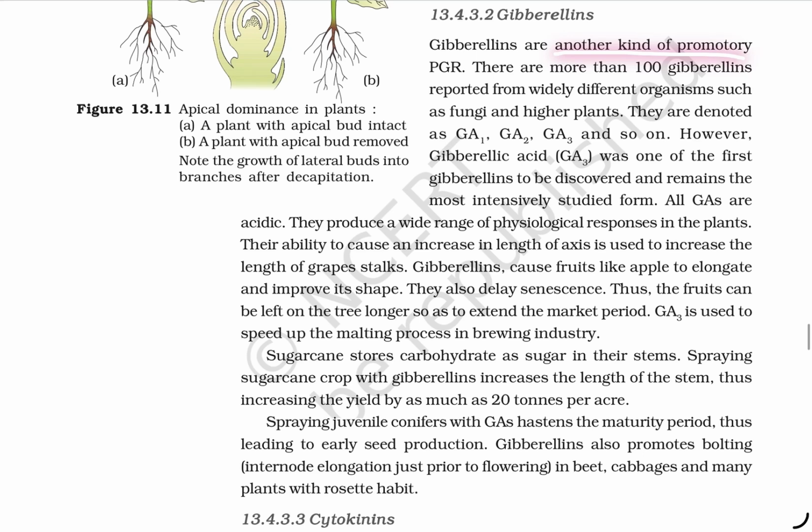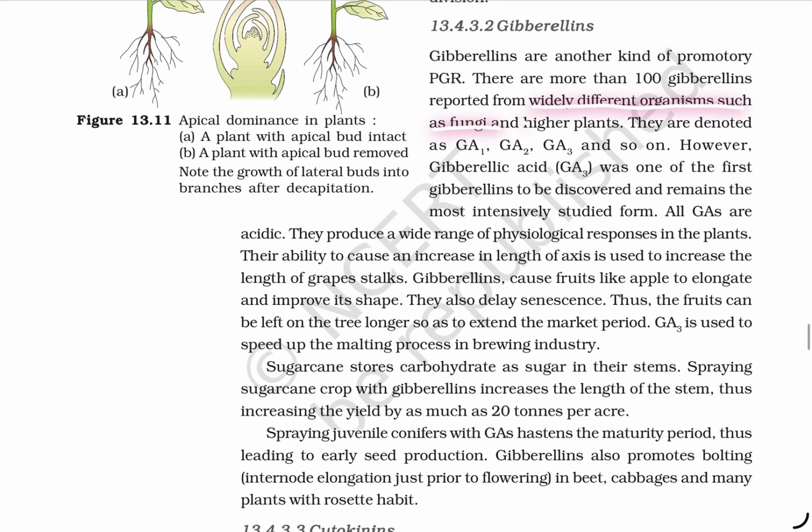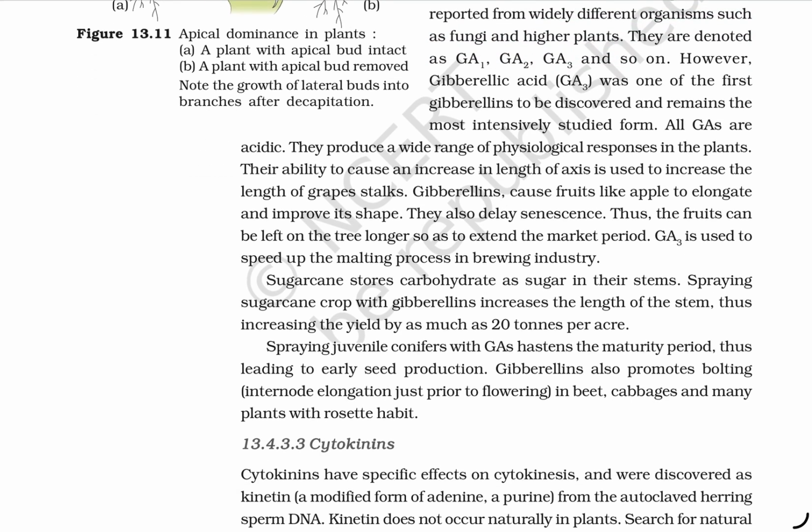Gibberellin. Gibberellin is another kind of promotive PGR. There are more than a hundred gibberellins reported from widely different organisms such as fungi and higher plants. They are denoted as GA1, GA2, GA3, and so on. However, gibberellic acid, GA3, is one of the first gibberellins to be discovered and remains the most intensively studied. All GAs are acidic, and they produce a wide range of physiological responses in plants.